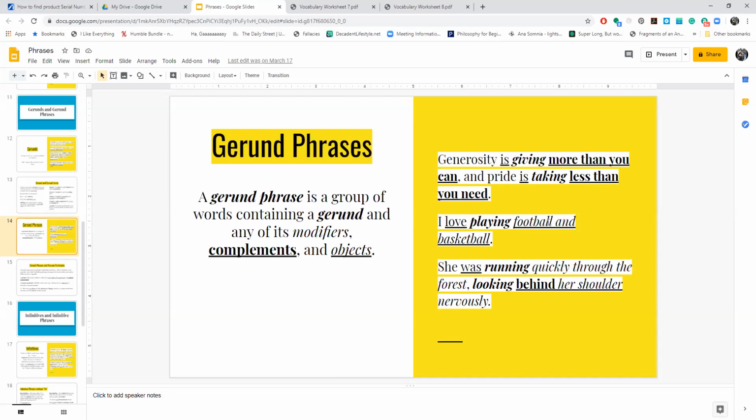You could also rephrase this sentence and say, generosity is giving and pride is taking. But without these complements, you don't really know what you are giving or what you are taking. The complements are giving you more information and a complete idea. So the entire gerund phrase would be taking less than you need or giving more than you can.